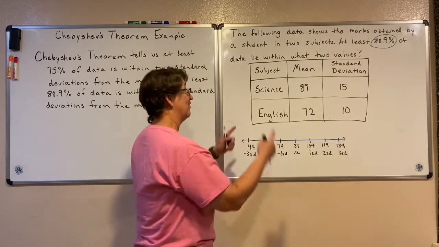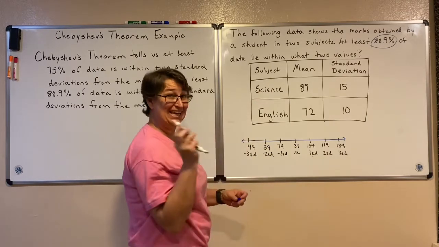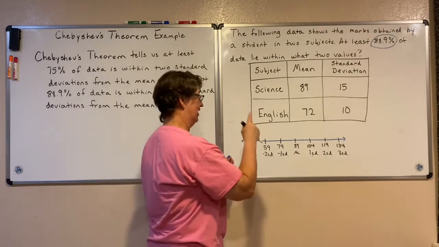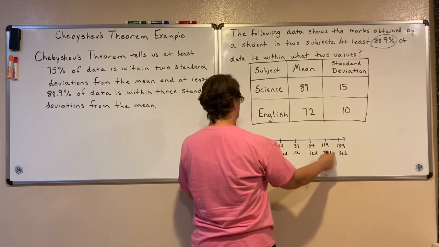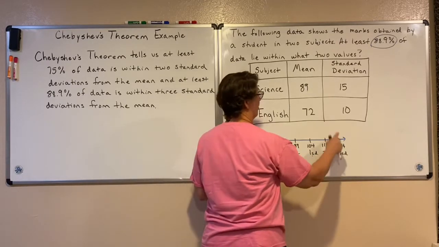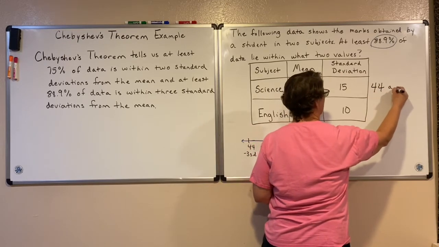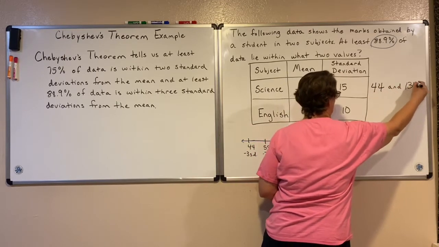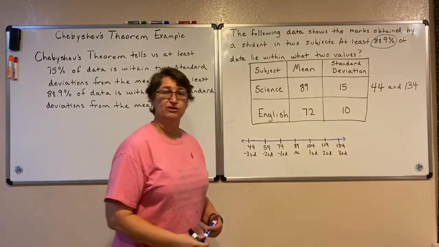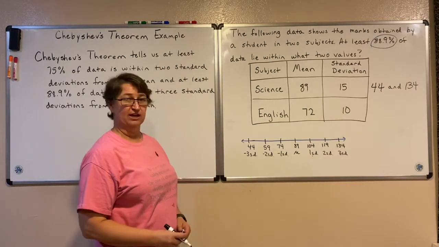So we know that at least 88.9% of our students scored between a 44 and a 134. So between 44 and 134 is what 88.9% of our students scored on that science test.